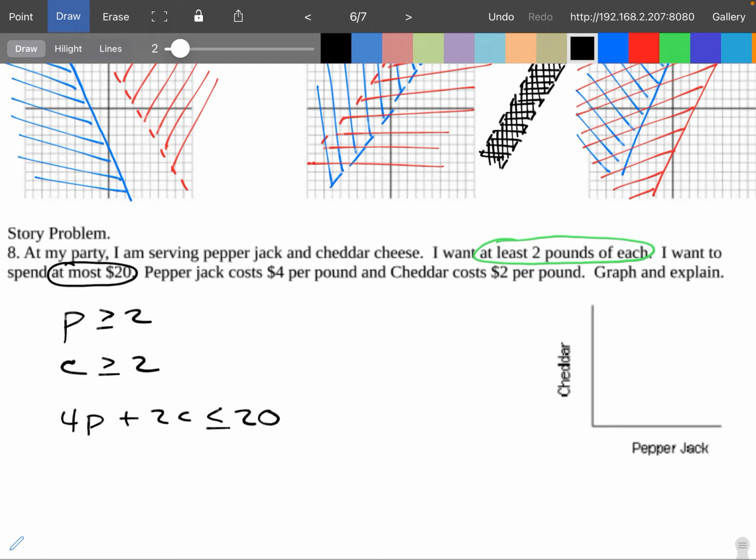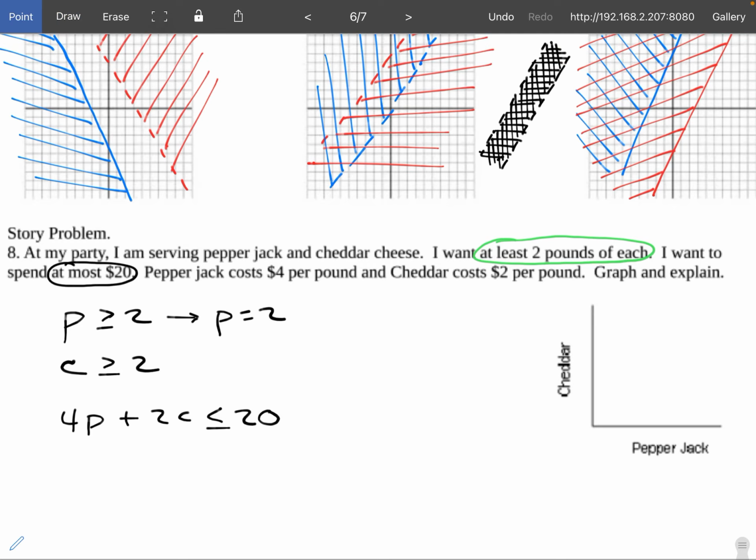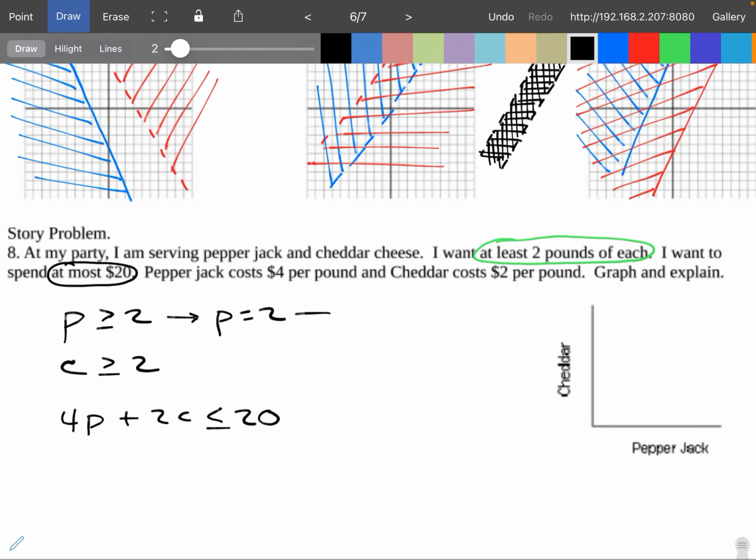And then the next inequality involves the money. So it's $4 for each pound of the pepper jack, plus $2 for each pound of the cheddar. And then you want to spend at most $20. How do you write that? How do you write at most 20? Yeah, so that'll be less than or equal to 20. So you're going to have 3 inequalities here. We got to look for the triple shaded part.